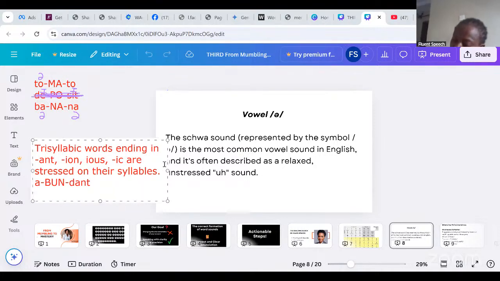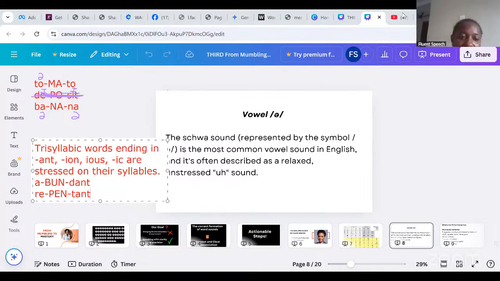Another word, I can have the word repentant. Repentant. So the E in the first syllable and the A in the second syllable are both articulated as a schwa. Repentant, not repentant.